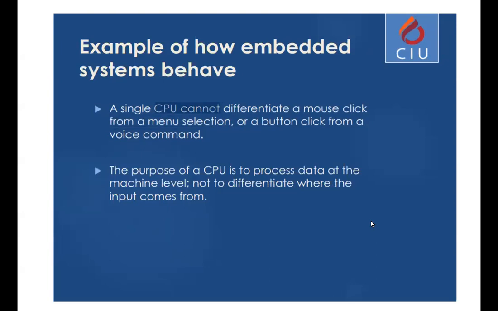Some architectures here, such as client server, can be combined with MVC, and that can be combined even with layered architecture. But some architectures do not like each other. As you can see from this example, pipe and filter will never actually work with MVC because they are simply not meant to fit together. The purpose of a CPU is to process data at the machine level, not to differentiate where the input comes from.